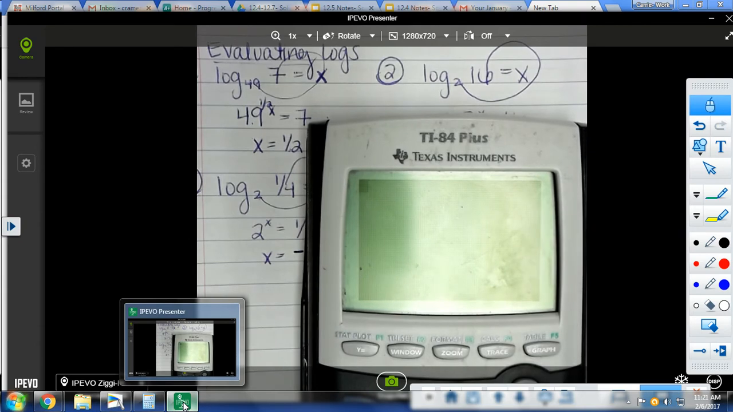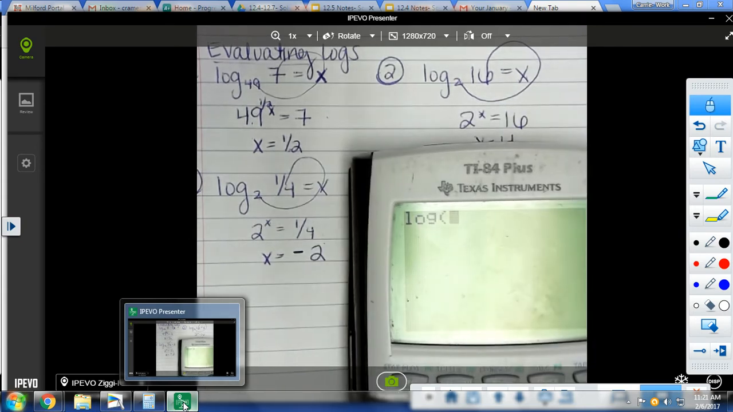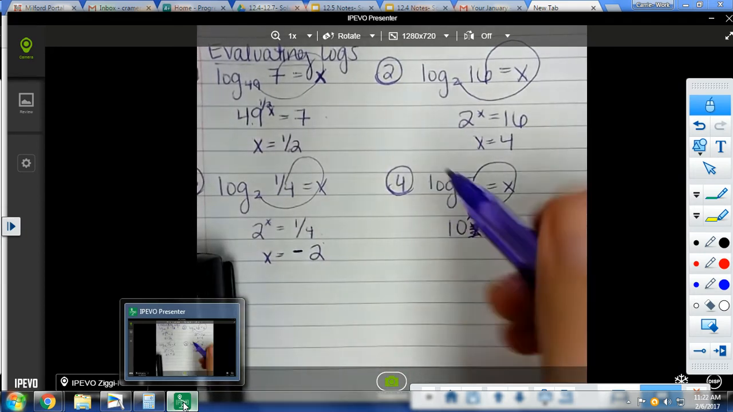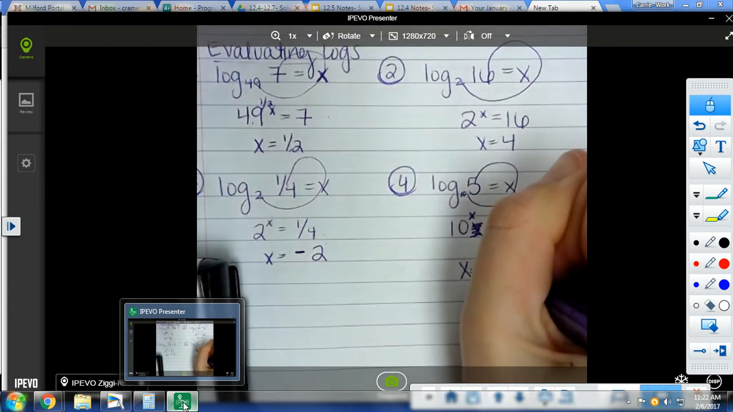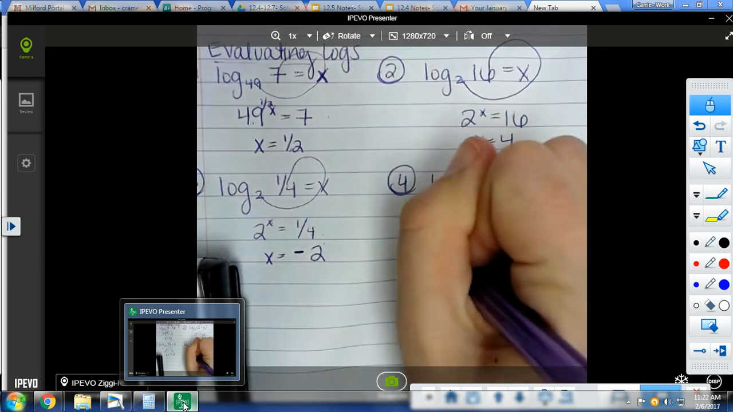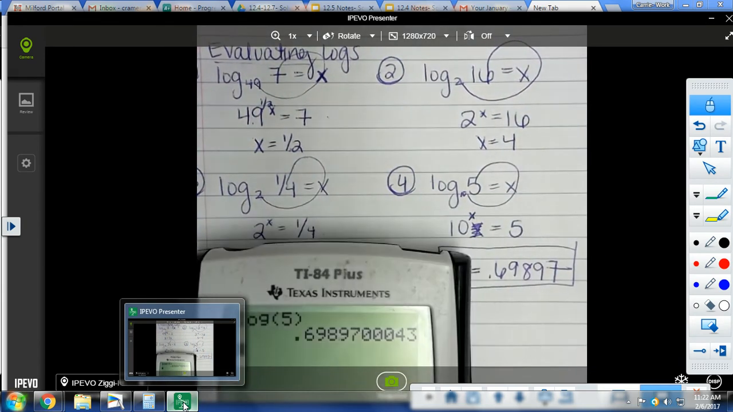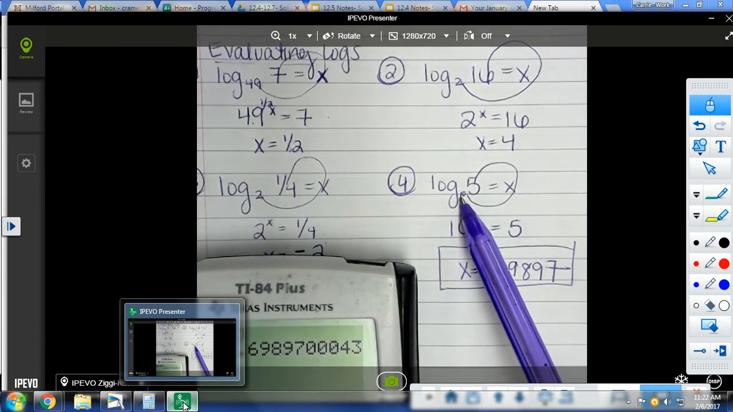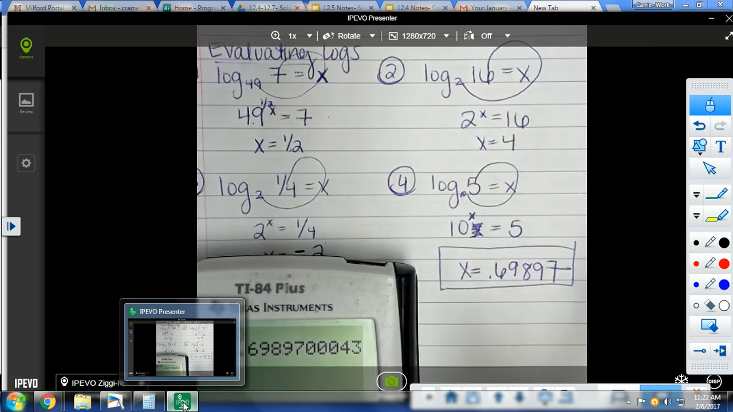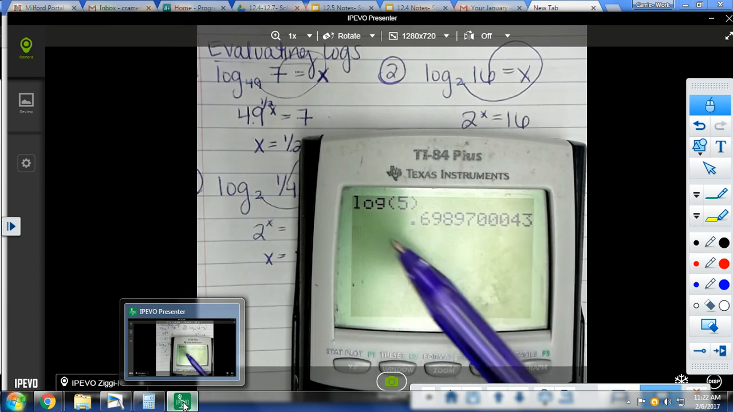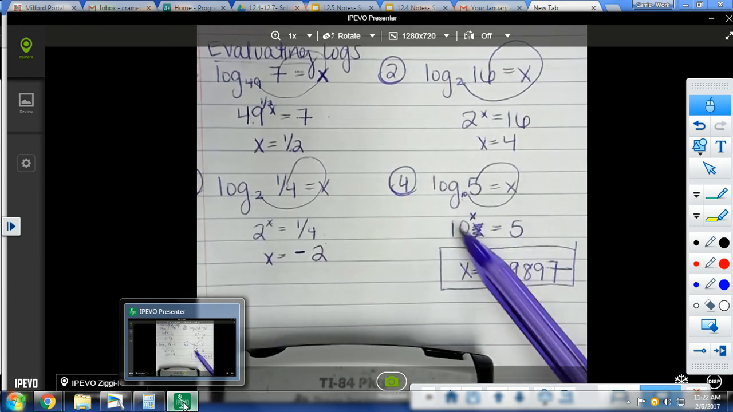So here we would type in log of 5 and we get 0.69897. So in that case, we would actually just round and it would not be an exact value. It would just be your calculator's approximation. Now, the only time you can do that is when we have a log base 10. Whenever you type in log in your calculator, it is doing a common log with a base of 10. So that's the only time you would have to use your calculator.